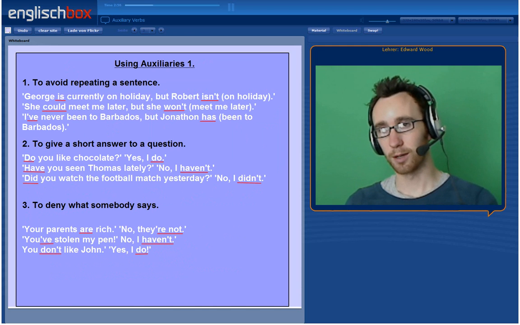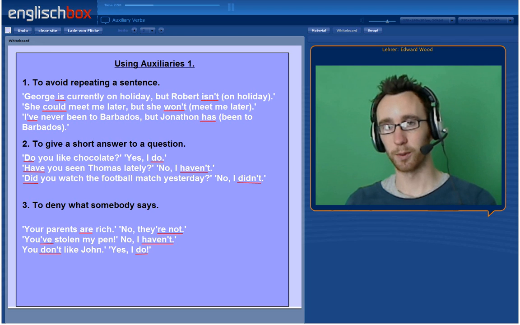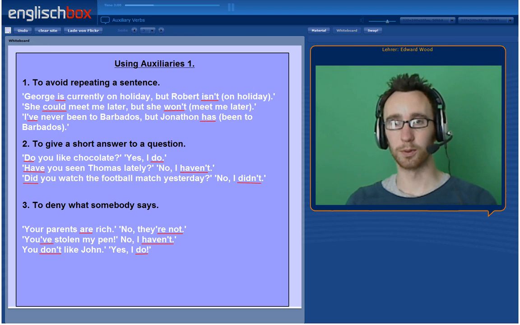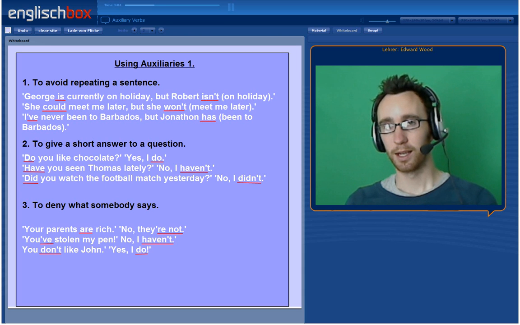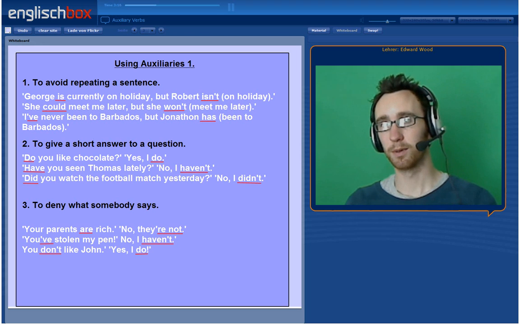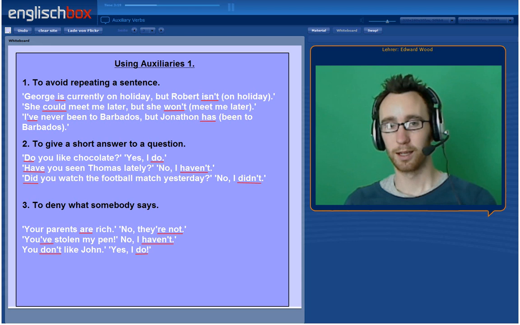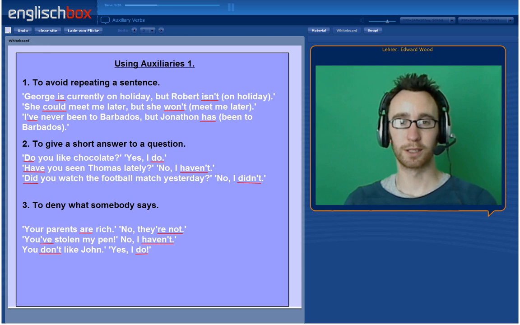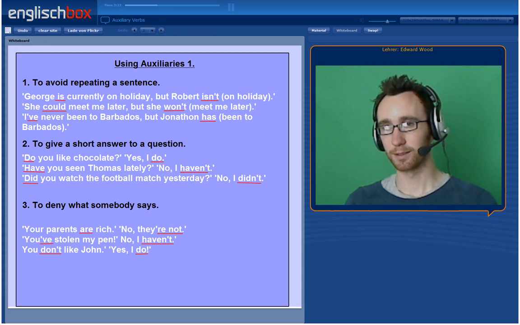However, there are some circumstances, some situations in which we can use the auxiliary verb on its own without a main verb. And today we're going to look at some of those different circumstances. So number one, we can use the auxiliaries to avoid repeating ourselves, to avoid repeating the same words in a sentence. So for example, George is currently on holiday, but Robert isn't.